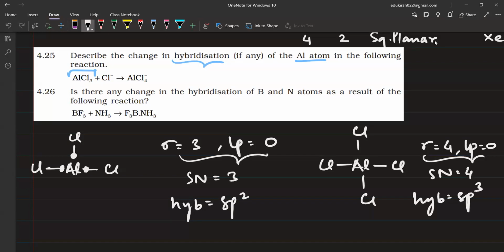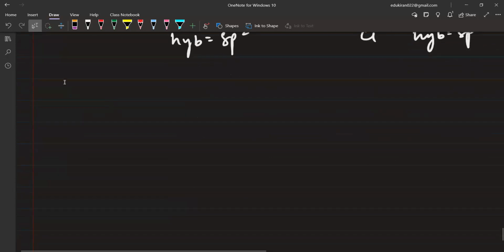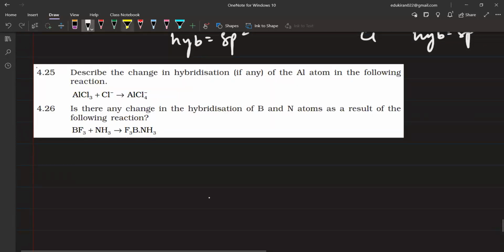Okay, let's now look at the other question here as well. Is there any change in the hybridization of boron and nitrogen as a result of the following reaction? Now, what is the reaction that is taking place here?